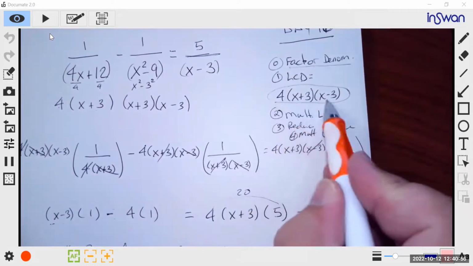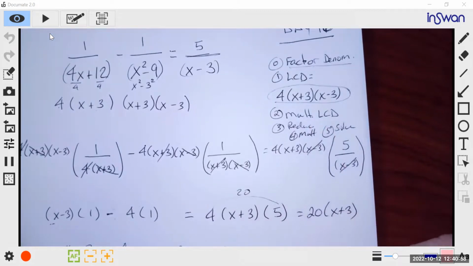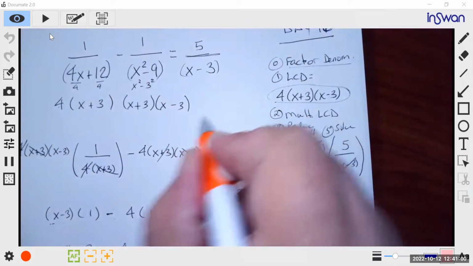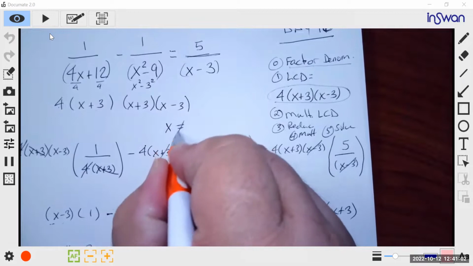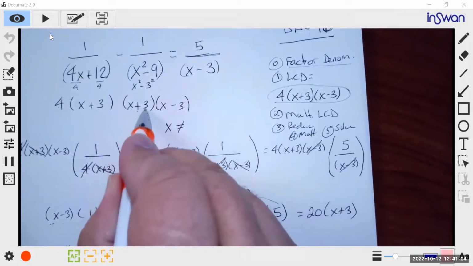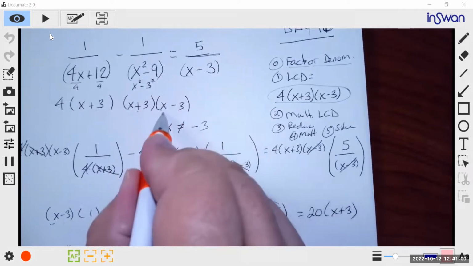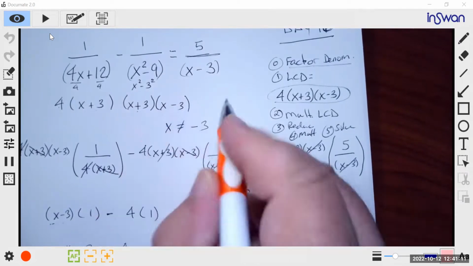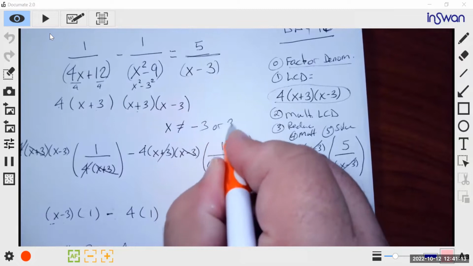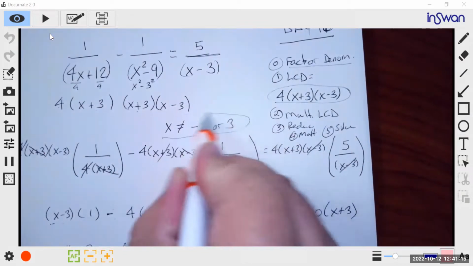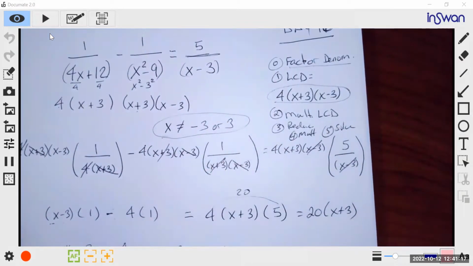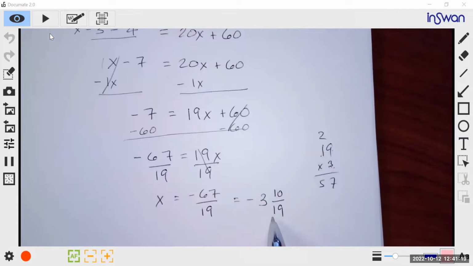What would make these 0? What would make x plus 3 equal 0? If x is what? So it cannot be -3. Well, this would be 0. So x cannot be 3 or -3. Anything else works. That's not 3 or -3, so it works. That's my answer.